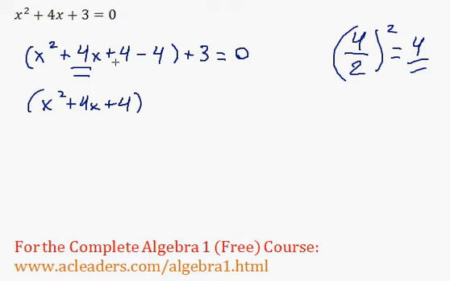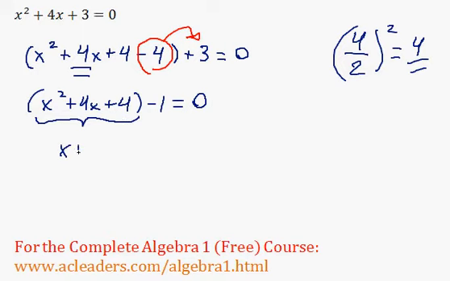Now I can take this negative 4 out over here. And negative 4 plus 3 is just negative 1. And that's equal to 0. And this whole thing over here can just be simplified into x plus 2 squared. And we still have the negative 1 there.